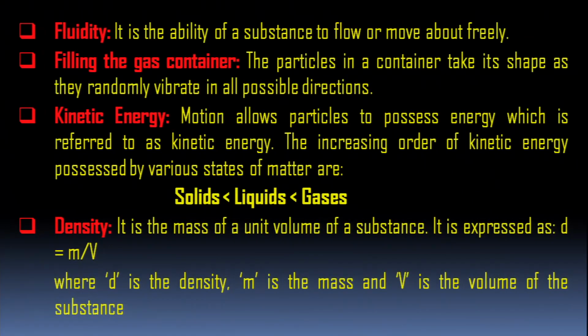What is density? It is the mass of a unit volume of substance. It is expressed as d = m/V. Small d, density. Small m, mass. And capital V here is volume. Children, I think now you can have recollected these things. So, let's move to the next concept.